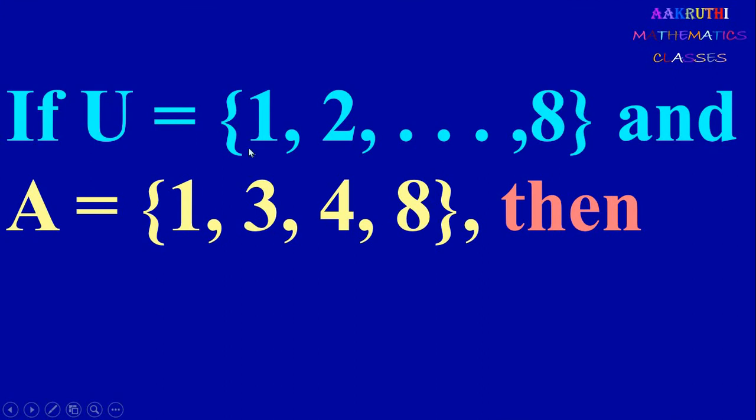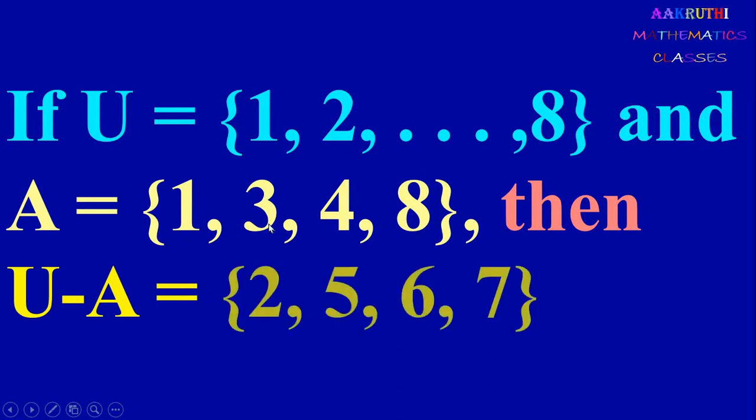Next, consider U equal to {1, 2, 3, up to 8} and A equal to {1, 3, 4, 8}. Suppose from the universal set we subtract A, that is, we write U minus A. We have to write the elements other than these. The other elements are 2, 5, 6, 7. You should not write 1, 3, 4, 8. The remaining elements are 2, 5, 6, 7. So this is U minus A and it is denoted by A dash, that is, other than A. It is called the complement of A.